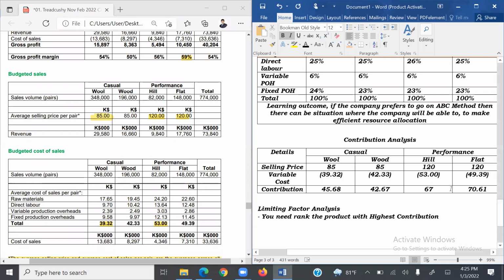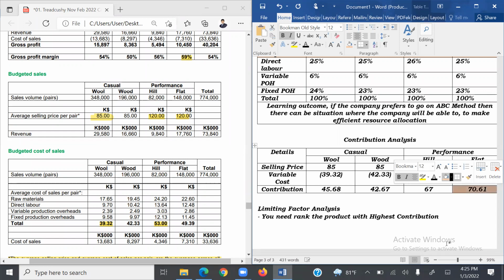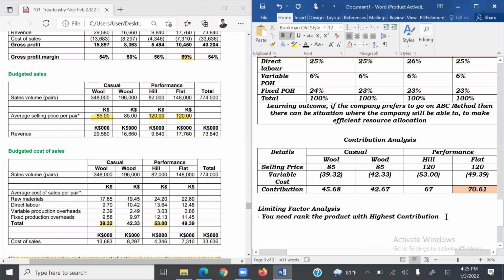So according to the theory, students, the highest contribution is 70.61. Do you agree with that, students? Yes or no? The theory clearly states the highest contribution is 70.61.